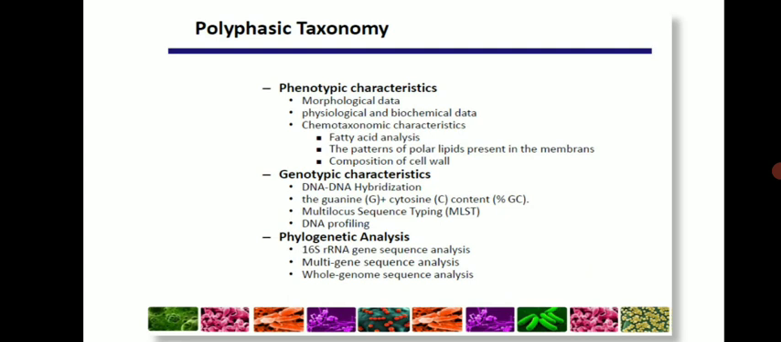Then genotypic characteristics are based on nucleic acid, and they include DNA hybridization technique, then guanine to cytosine content, that is percent GC content, and multilocus sequence typing, abbreviated as MLST, and DNA profiling. In the case of phylogenetic analysis, it is based on 16S rRNA gene sequencing analysis as well as multi-gene sequence analysis and whole genome sequence analysis. So overall in this topic we are going to study all these techniques which are used for identification of particular microbes.